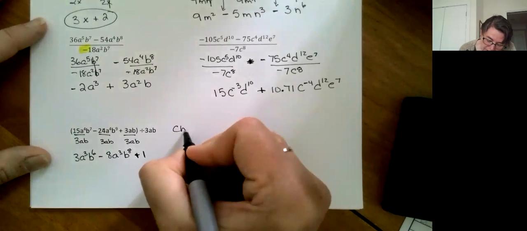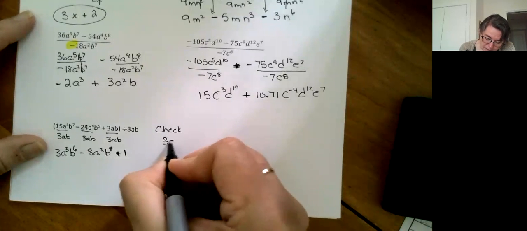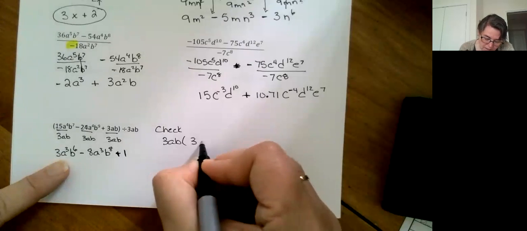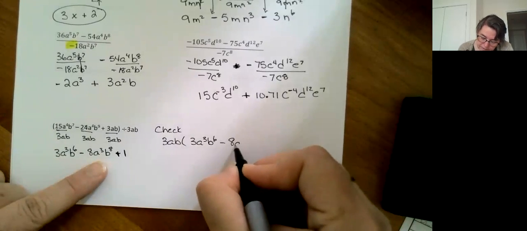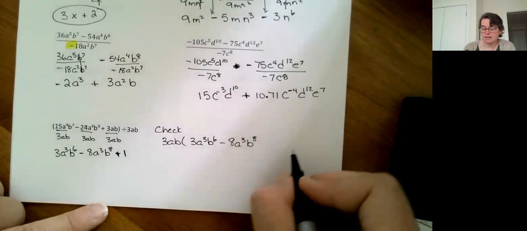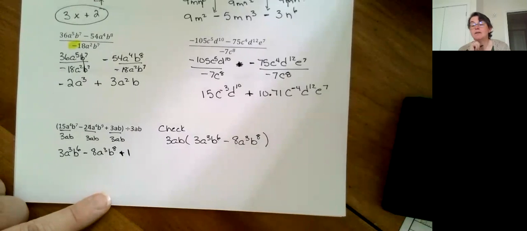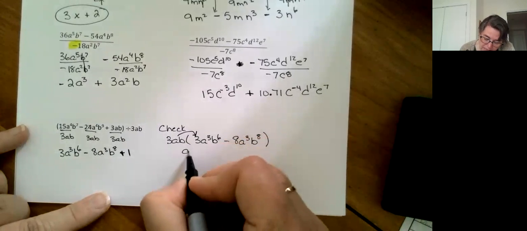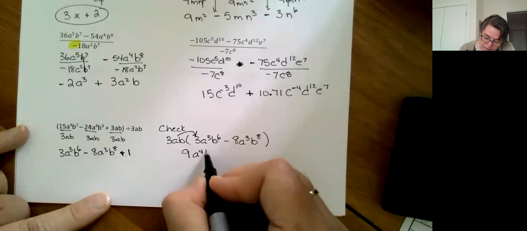But if you do a check, let's just say 3ab times 3a cubed b to the 6 minus 8a cubed b to the 8. Now, I'm just going to pretend, I'm not going to finish writing this, let's just say that's as far as you went. And you're being a paranoid mathematician, and you're going to check. So we're going to use the distributive property. 3 times 3 is 9. a times a cubed is a to the 4th. And b times b to the 6 is b to the 7.